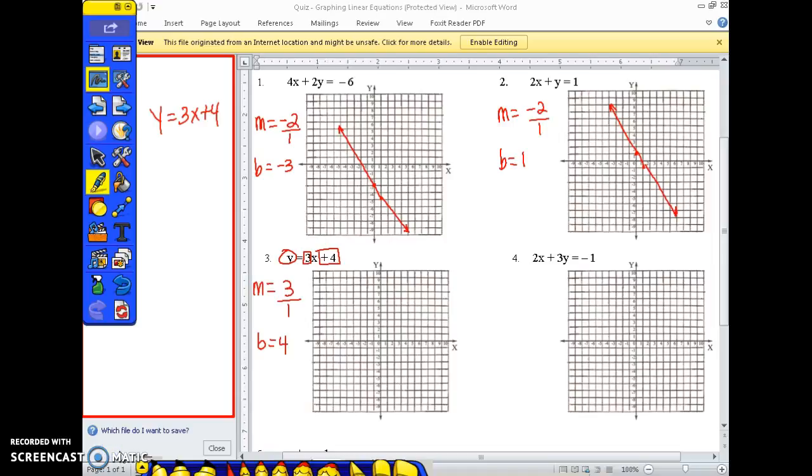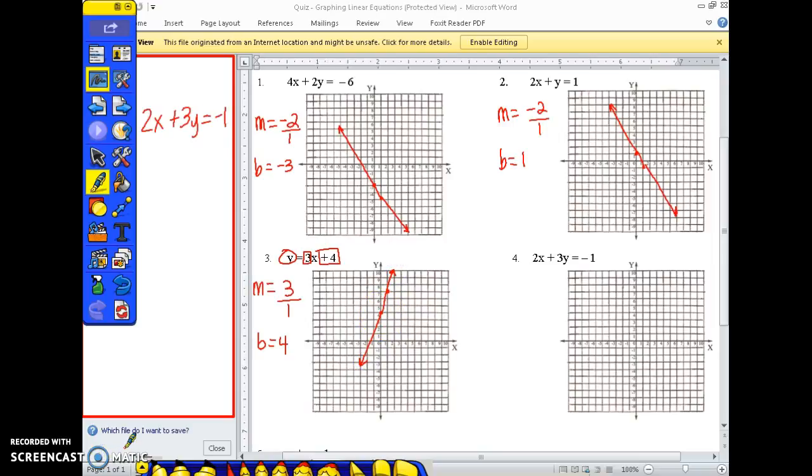Y-intercept tells me where to start on my y-axis. So on my y-axis, I'm going to plot at 4. And then my slope tells me to go up 3 and to the right 1. So that is my graph.